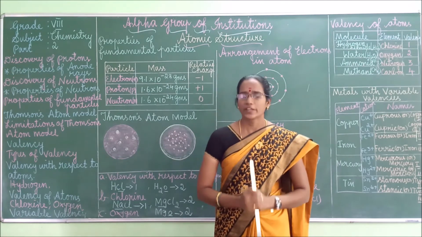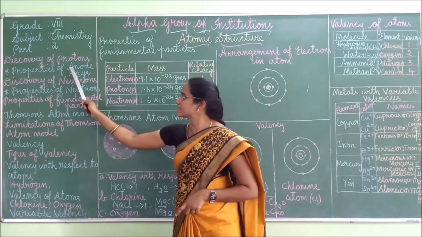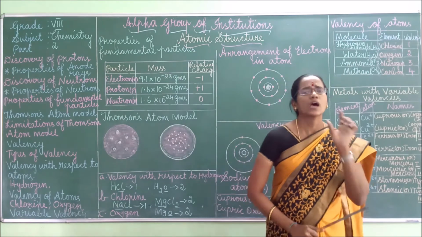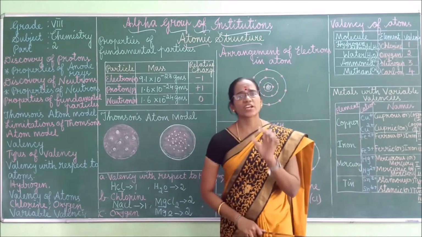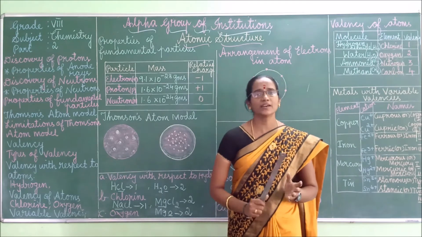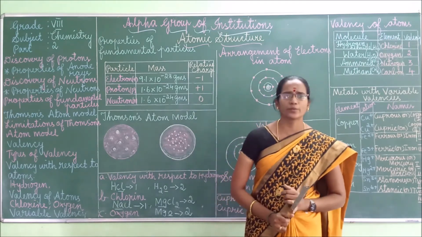Got it, children? Right. Next, properties of anode rays. What are the general properties of anode rays? Anode rays always travel in a straight line. That's a very important point.